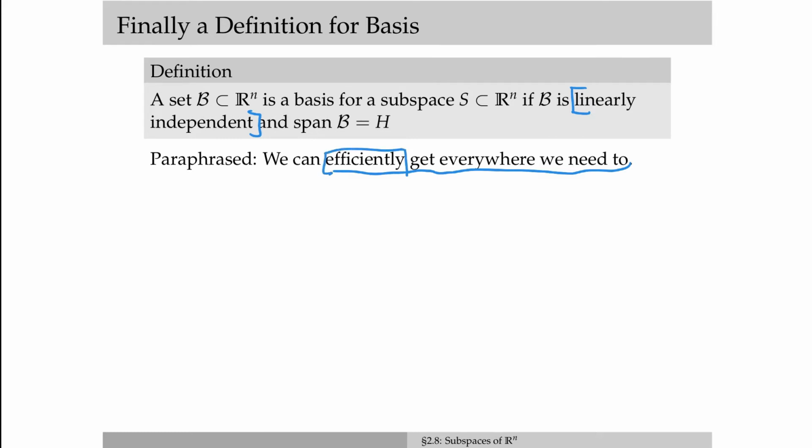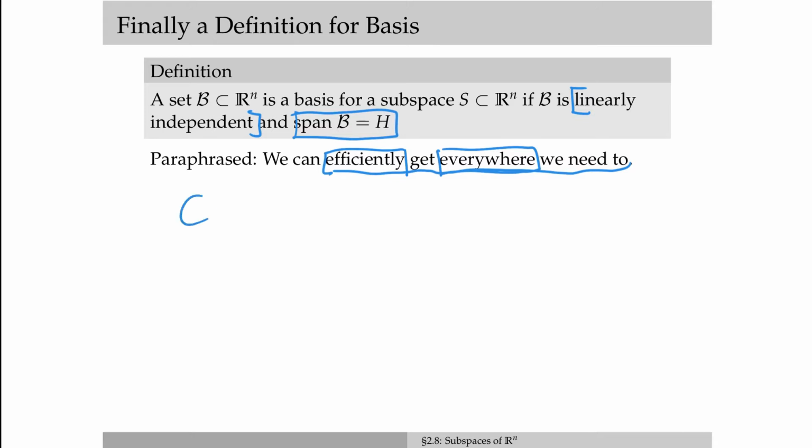And get everywhere I need to, getting everywhere is me saying I span, because the span is all linear combinations. So every linear combination I need to be able to make, I can make it. So a basis is nothing more than a very efficient way of getting places.